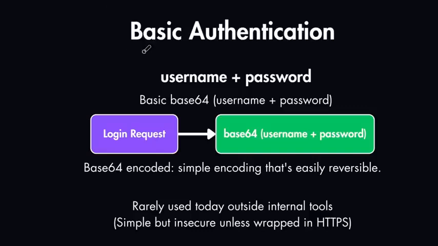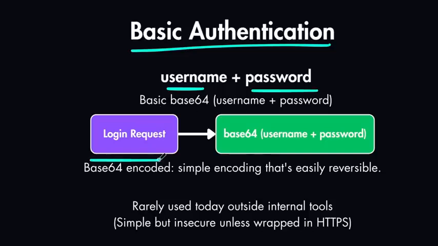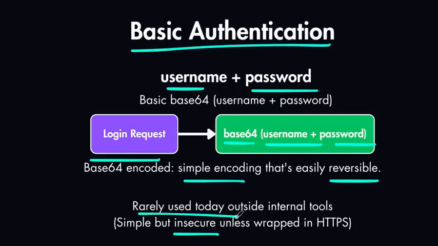The first and simplest type of authentication is basic authentication. This is where you use username and password in combination, and you send a login request which contains the base64 encoded version of username and password. This is a very simple way of encoding data, and it's easily reversible. And because it's easily reversible, it's now considered insecure unless it's wrapped within HTTPS. But even with that, it is now very rarely used outside of the internal tools in the company.